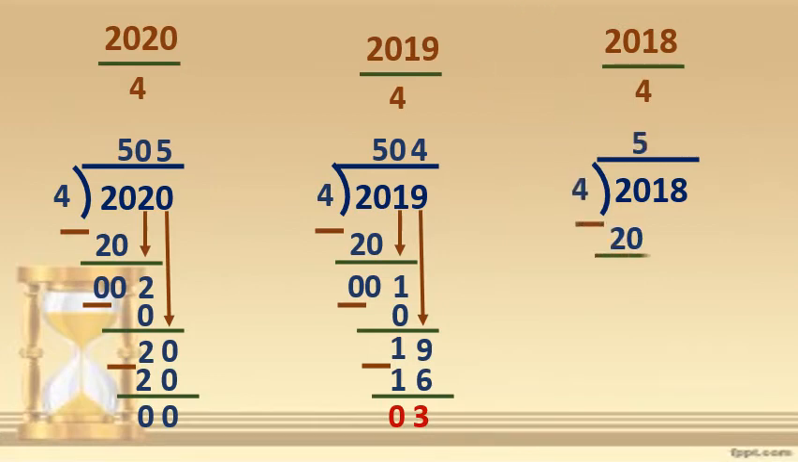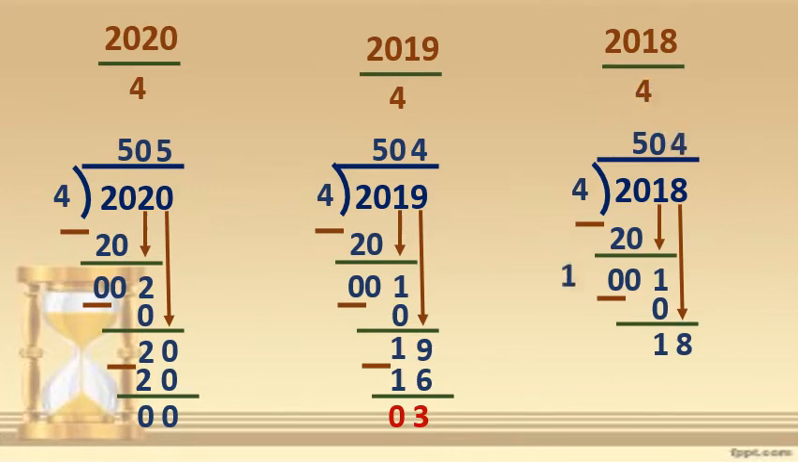2018 divided by 4. Again 5 4s are 20, 0 remained. 1 we will take down. Now 1 remained. 8 we will take down. It became 18. Again 4 4s are 16. What remained here? 2. This means 2018 is also not divisible by 4 completely. The remainder we got is 2, so it is also not a leap year.